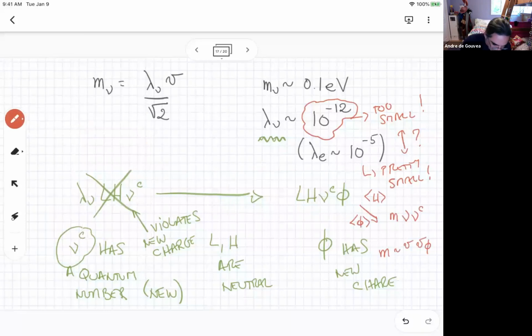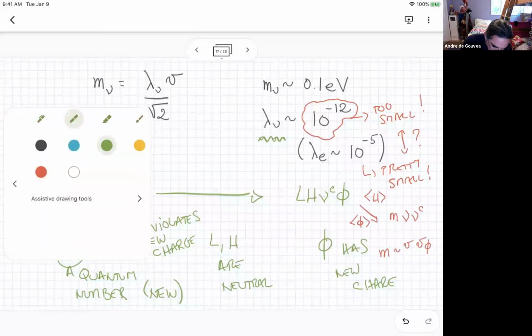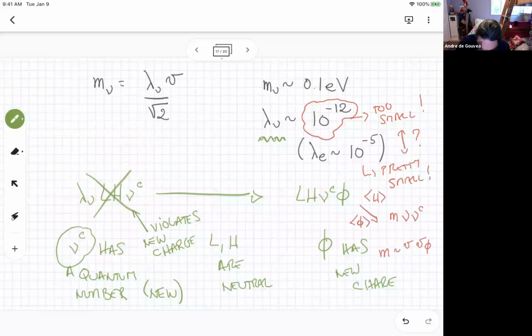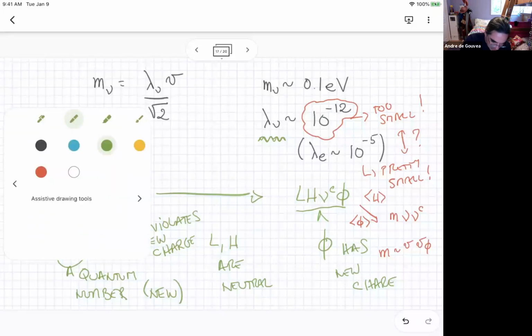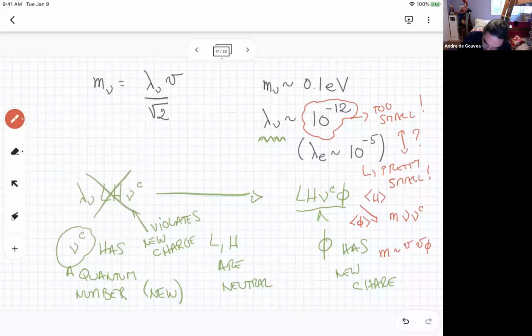And the challenge of doing that, or the thing which is exciting or not exciting about doing this, is that this is a higher dimensional operator. So its coupling has dimensions of 1 over energy. So you get a neutrino mass that kind of looks like that.